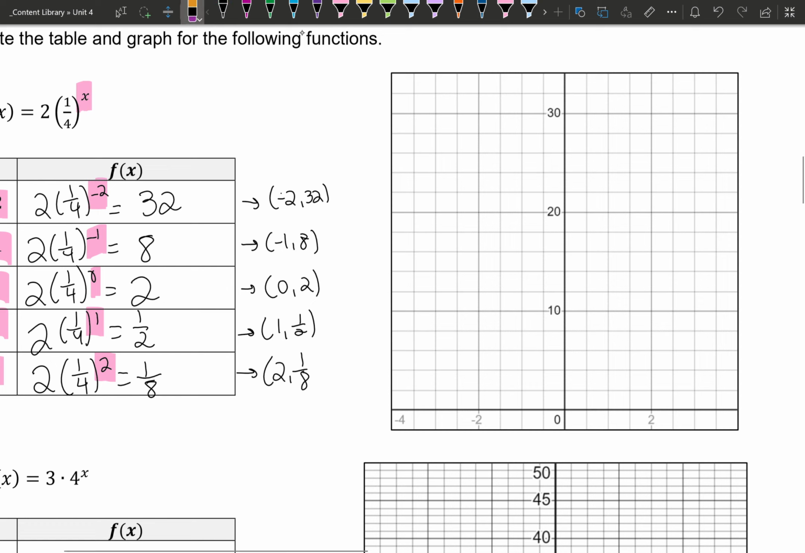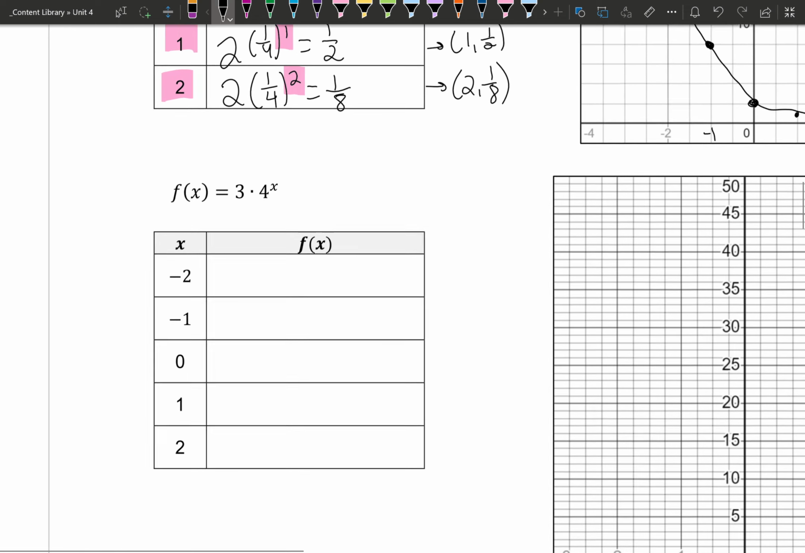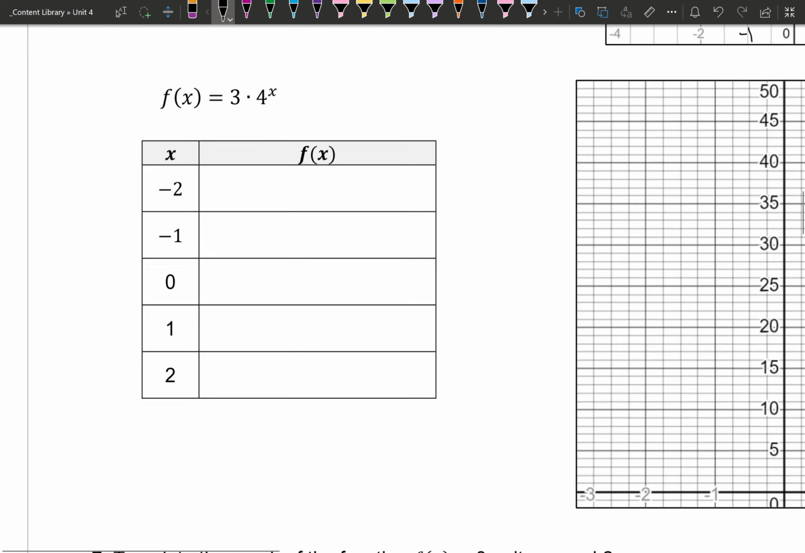Let's do it. -2, 32. Oops. Are we going by 2? Let me check my graph. Am I going by 2s? We are. Okay. So then -2, 32 is right here. -1, 8. 0, 2. And now with 1, 1/2, I'm going to estimate, and same with 2. There's my graph.